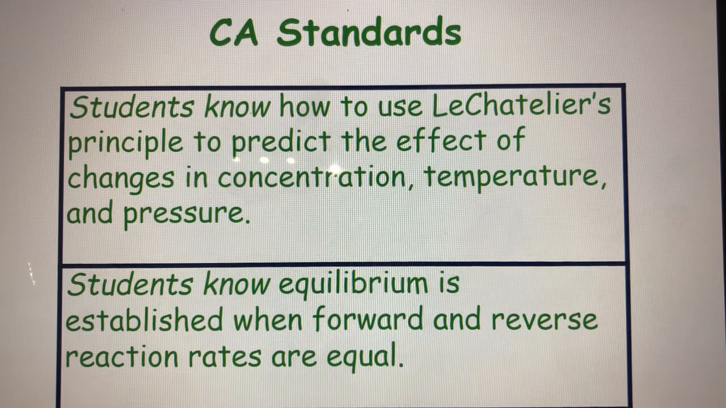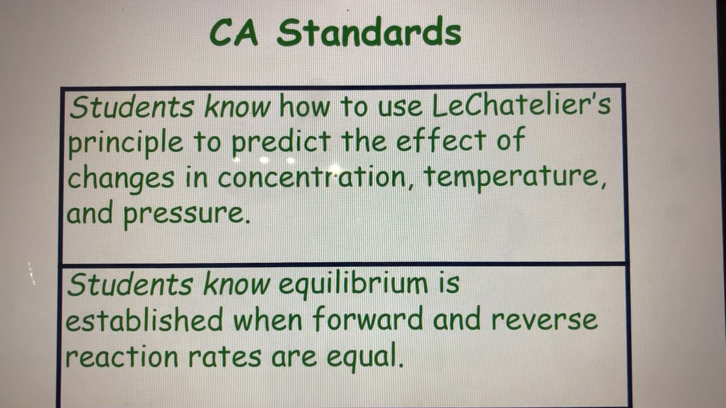Remember, we're looking at reversible reactions, reactions that can run forward and backwards at the same time, forward and reverse reactions happening at the same time. So what happens is the speed of those reactions can change depending on what is changing: your concentration, your temperature, and your pressure.